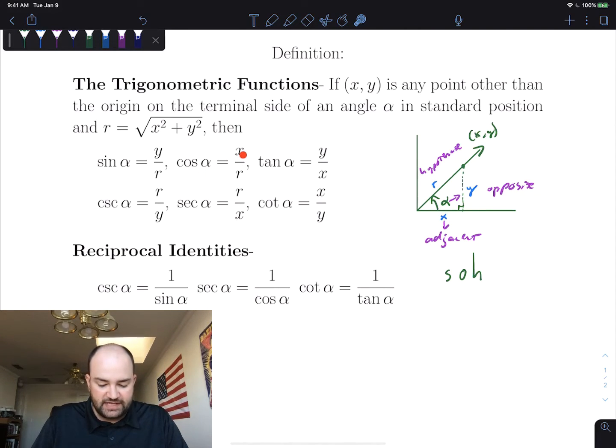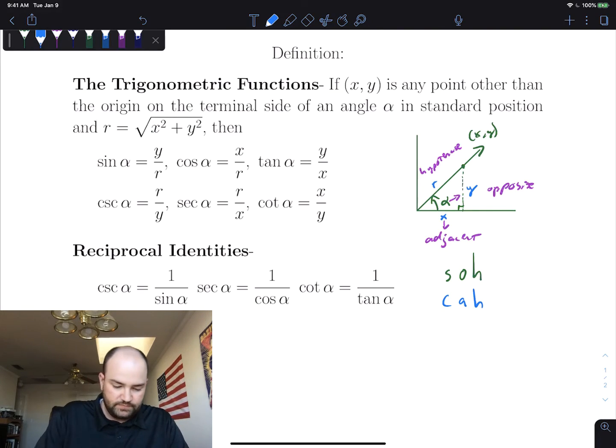Now for cosine, it's x over r. X is the adjacent, r is the hypotenuse. So for cosine, it's the adjacent over the hypotenuse. And for tangent, well, tangent is y over x, y is opposite, x is adjacent. So that means that tangent is opposite over adjacent.